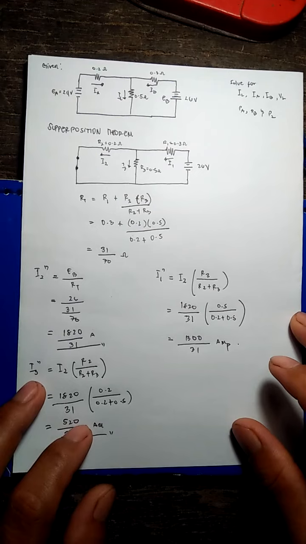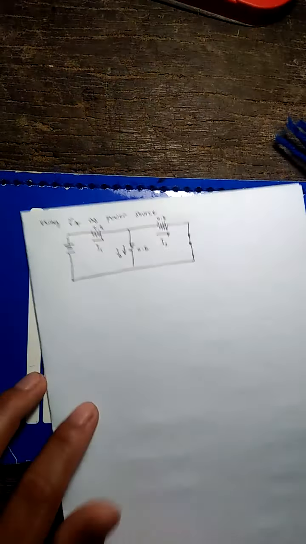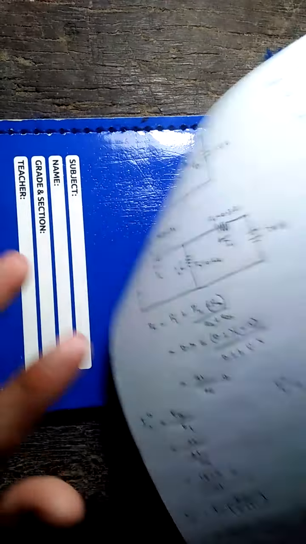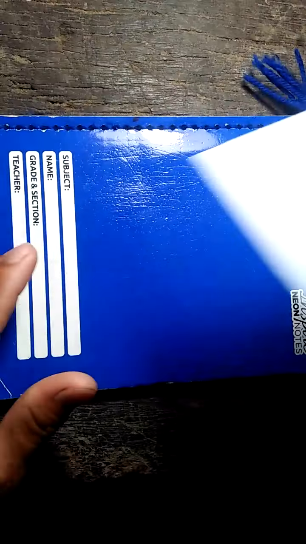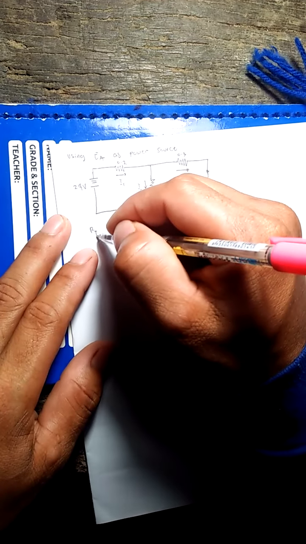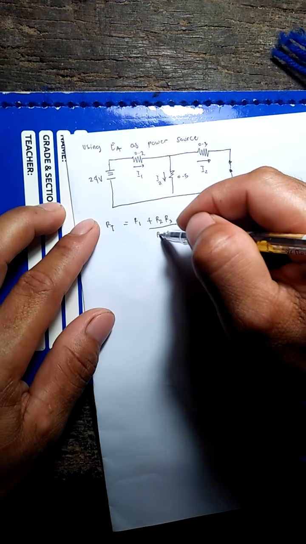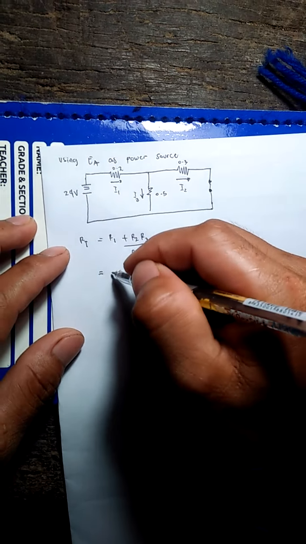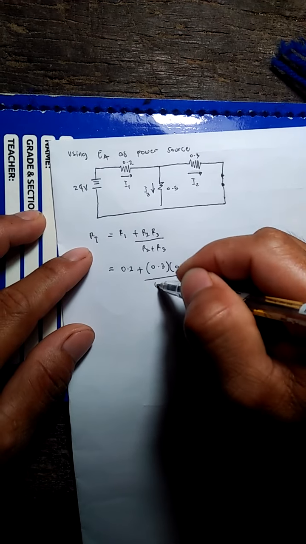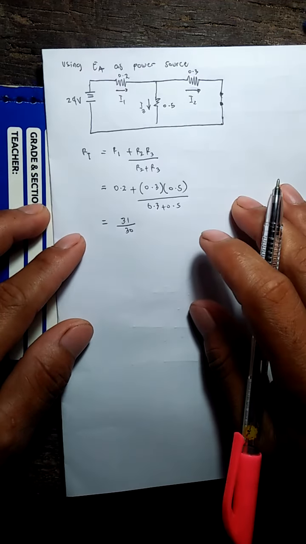So we are done with our procedure number 1. We will proceed to procedure number 2, which is using EA, or the 24 volts, as our power source. Last time we used 26 volts, which is our EB, as the power source. This time we will use our EA, which is 24 volts. Solve for RT. RT is R1 plus R2 times R3 over R2 plus R3. See the difference: 0.2 plus 0.3 times 0.5 over 0.3 plus 0.5. It will be equal to 31 over 80.